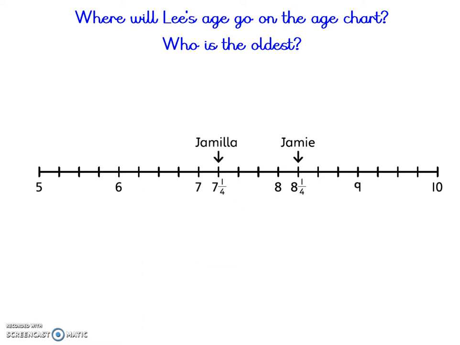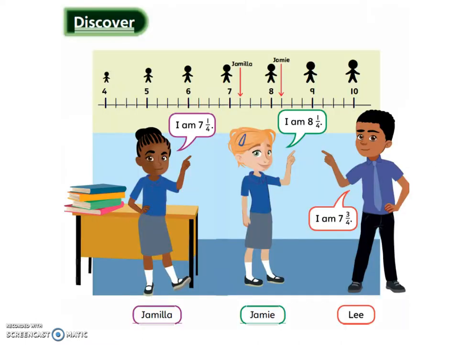So now what I've managed to do is just identify the fractions for Jamila and Jamie. So we can see that Jamila is 7 and 1 quarter, and Jamie is 8 and 1 quarter. And if we go back to that original question, we can see that Jamila is saying that she's 7 and 1 quarter years old, and Jamie is saying that she's 8 and 1 quarter. So now this means I can use that information to help me find where Lee should go.